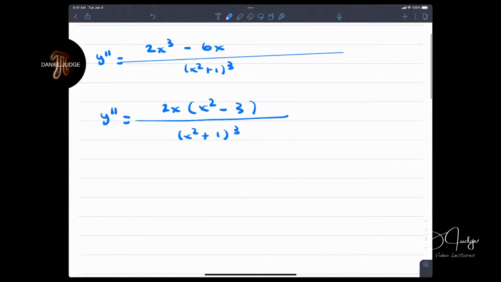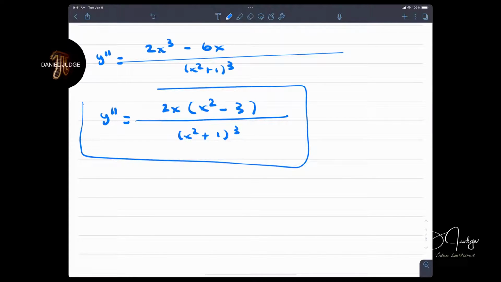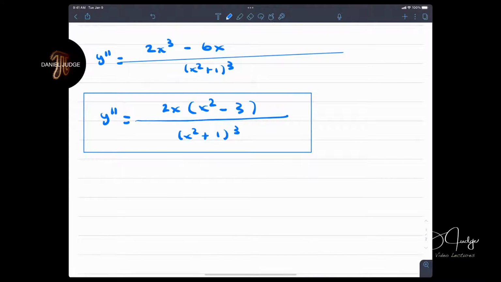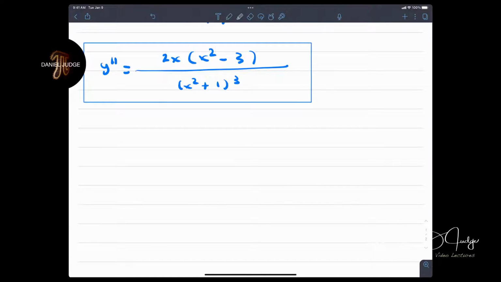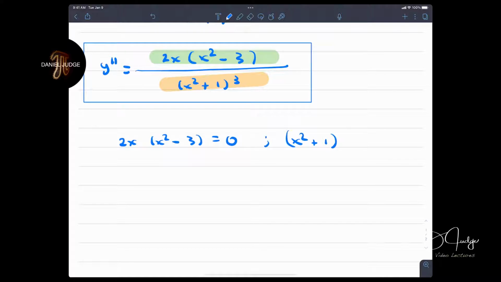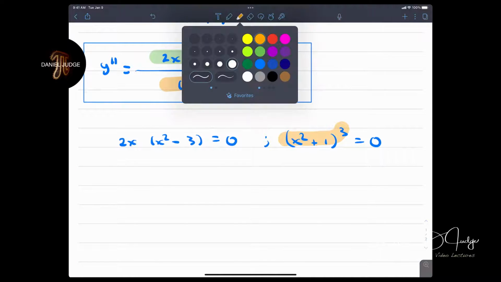So let's double check. This is my second derivative now. So sign analysis on the second derivative: again, set the numerator equal to 0, solve for x, find where that second derivative is 0. So 2x times x squared minus 3 equals 0. Set the denominator equal to 0: x squared plus 1 to the third power. So the denominator and the numerator.